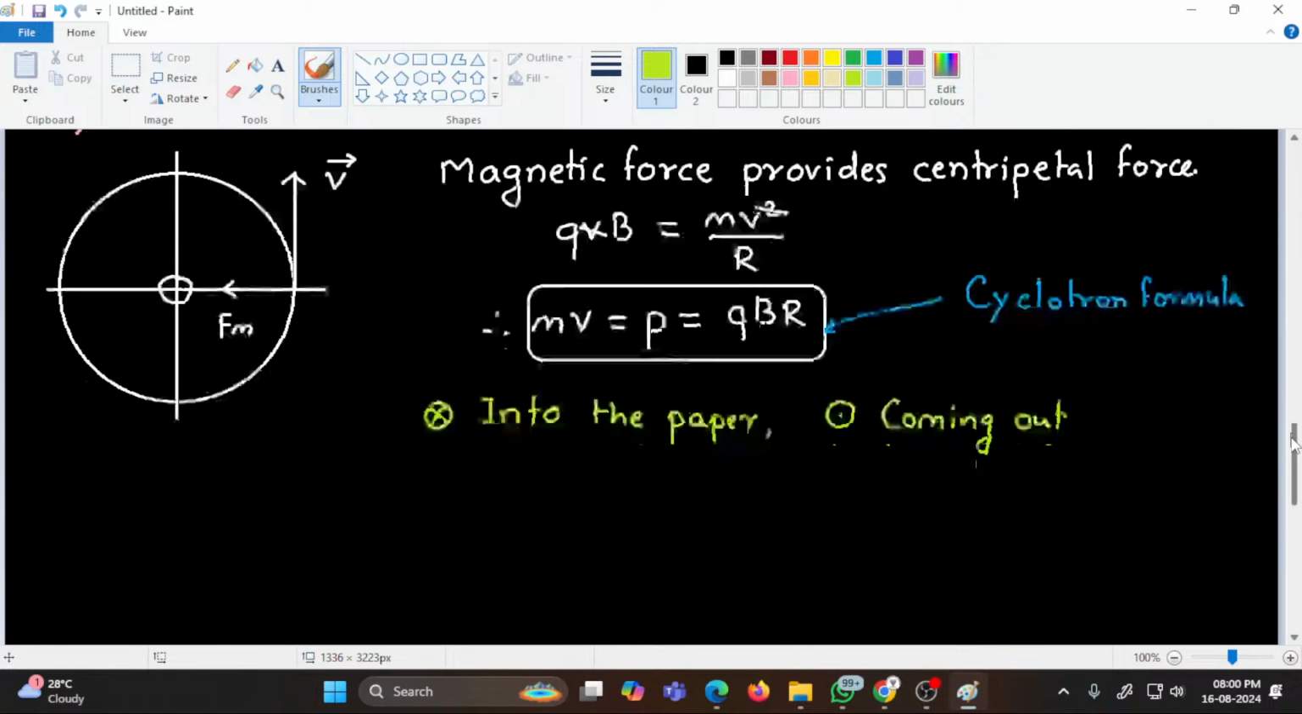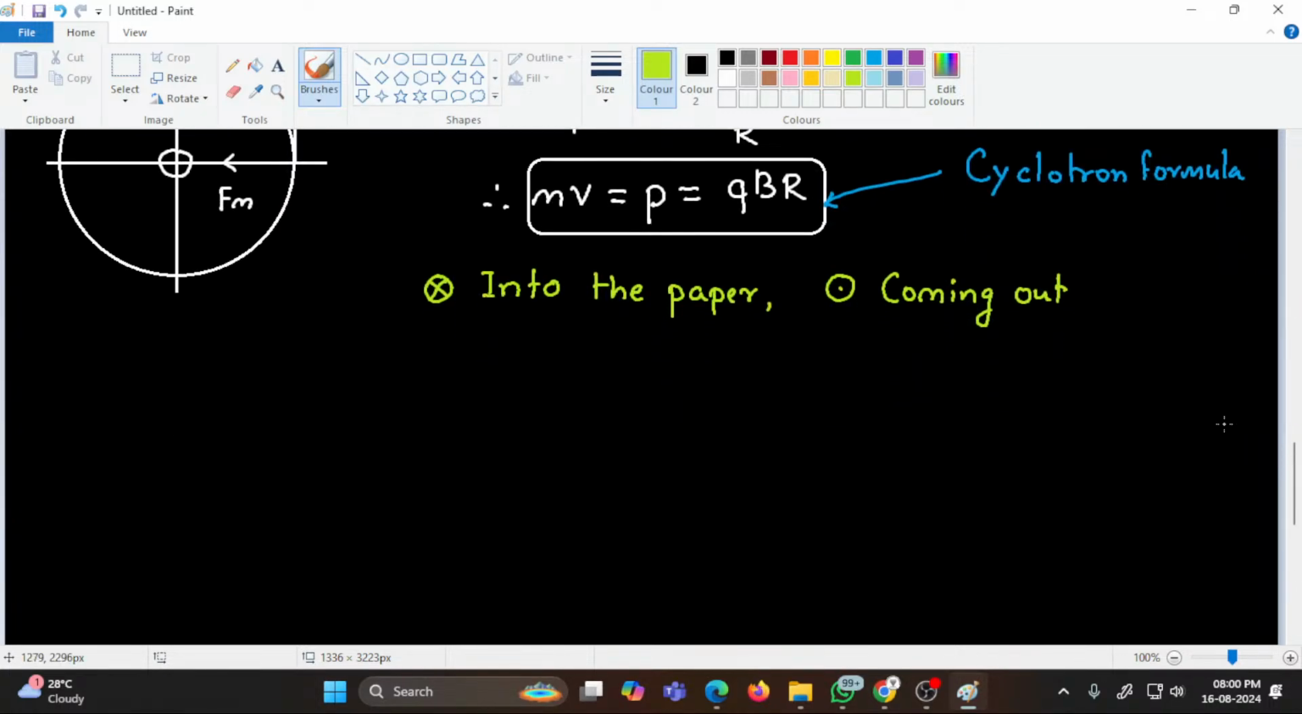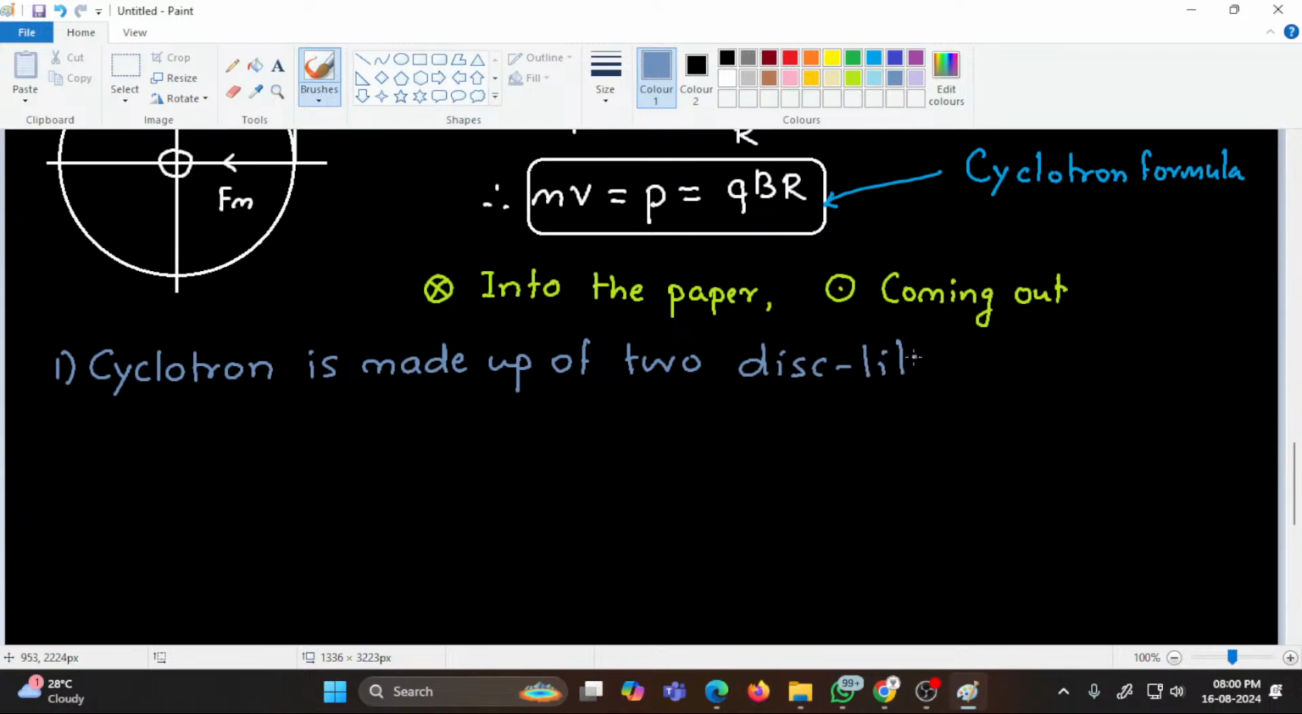So first we'll write about the structure of this cyclotron. The cyclotron is made up of two disc-like metal chambers, D1 and D2.